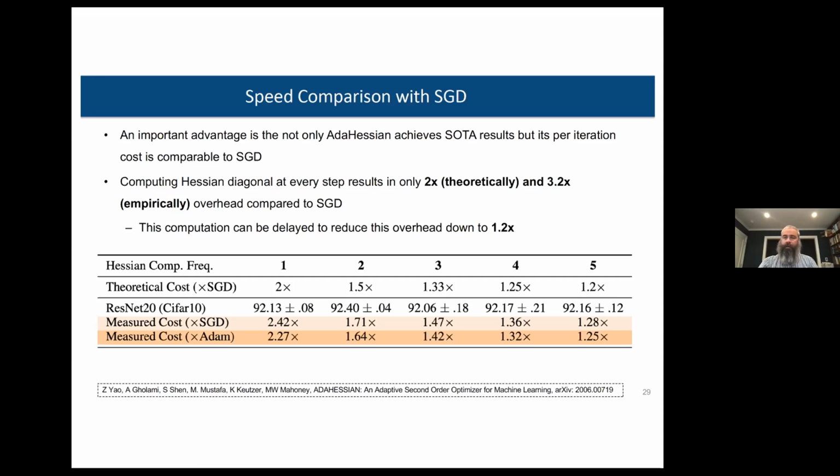computation every step. If you do this approximate solve every 2 steps or every 3 steps or every 5 steps, the quality, 92.13, 92.4, 92.06, 92.17, 92.16, the quality doesn't change at all. It's at the error bar level. And now the cost is 1.25. You could push this out a little bit more before it starts to get a little bit worse. So I said 2x. In fact, it's 1.2x or less. So the cost for not doing Hessian information is that 1.2x.